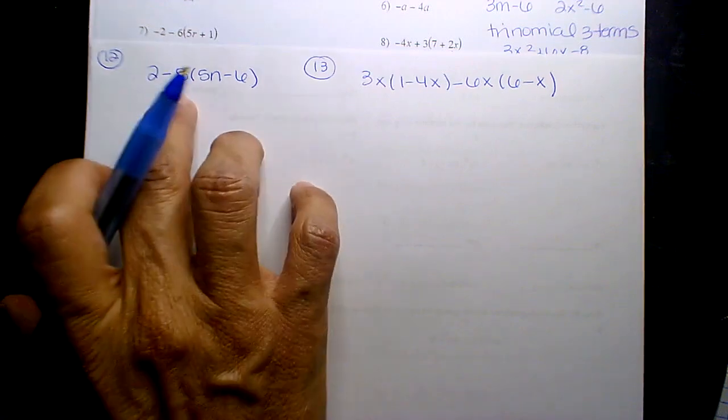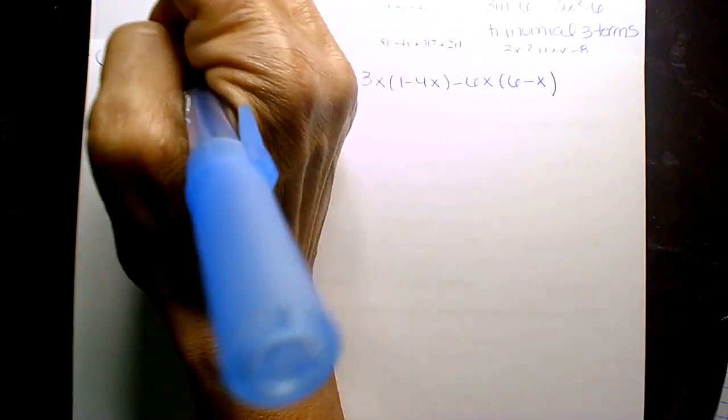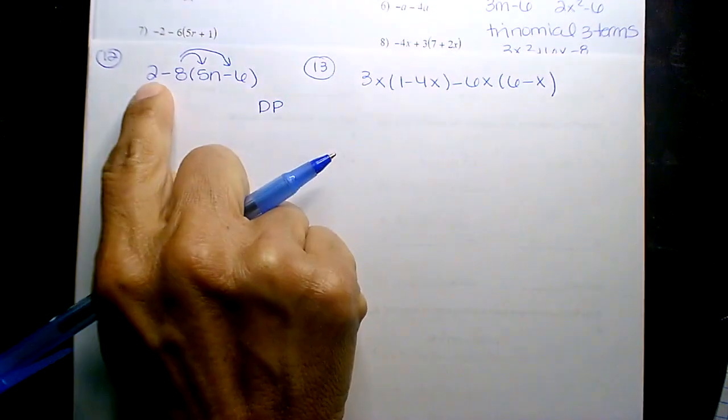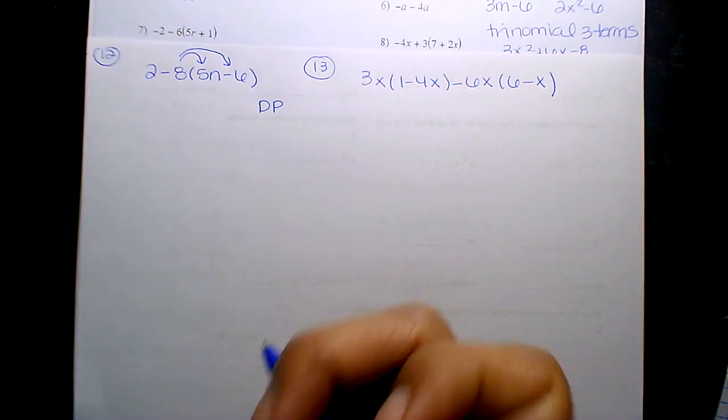Okay, so look, number 12, it's just the distributive property, right? So I'm going to distribute this -8. Do not go 2 minus 8 and get that -6. I didn't do this one yesterday, did I? No, I don't know why -6 is.